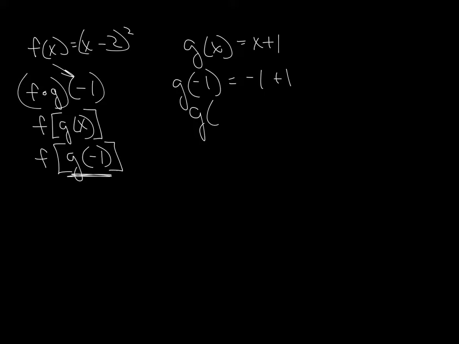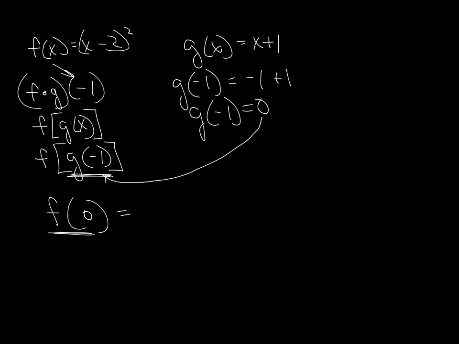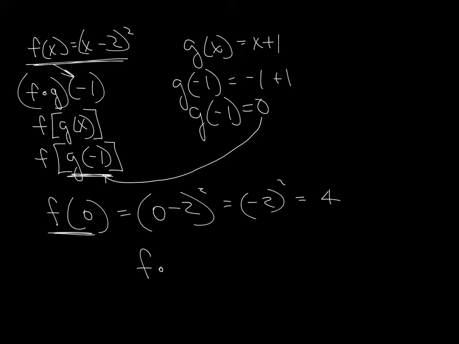So g of negative 1 equals 0. Okay, so now whenever I see a g of negative 1, I'm going to put a 0 in its place. So that f of 0, I'm going to use this formula, and that equals 0 minus 2, the quantity squared, equals negative 2, the quantity squared, equals positive 4. So f of g of negative 1 equals 4.